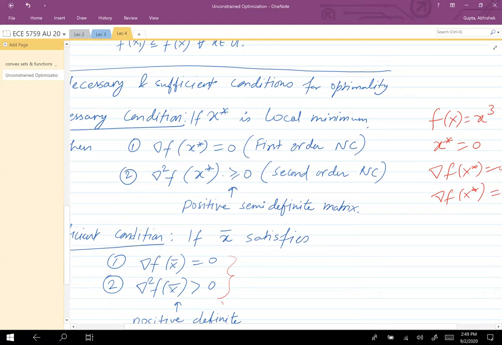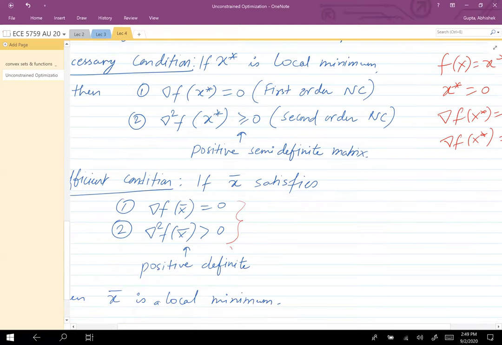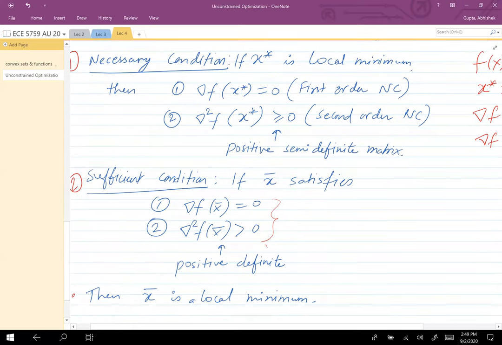So professor, sufficient condition takes precedence at this point, right? That's right. Yeah. So if I give you x star, and I say that it's a local minimum, the only way you can certify it is by using the sufficient condition, which is you take the second derivative and you show that it's positive definite.